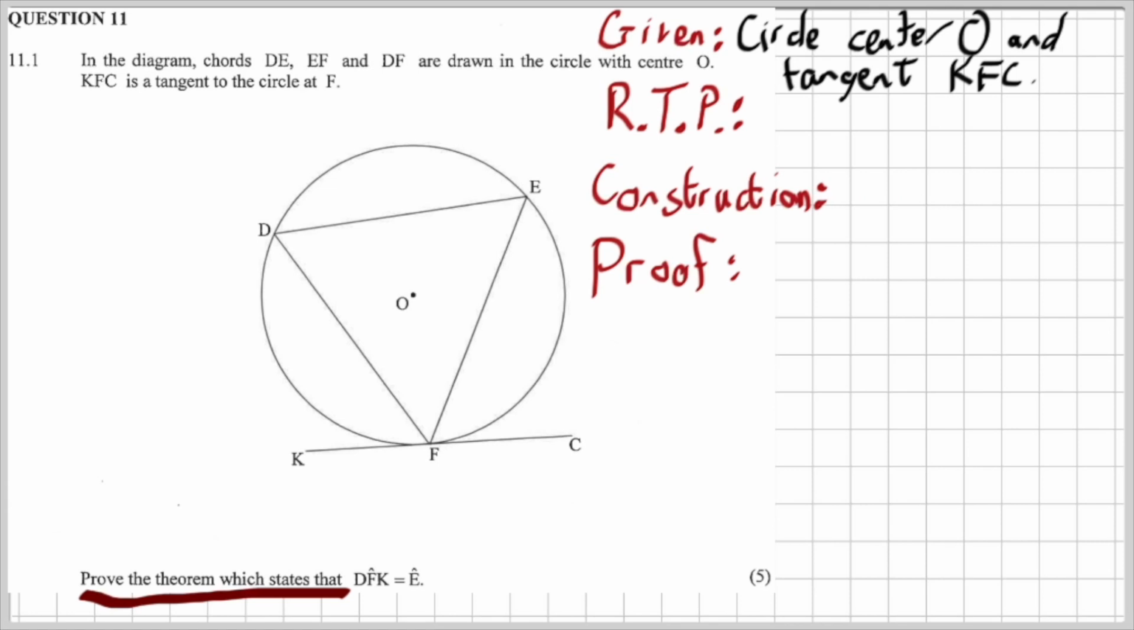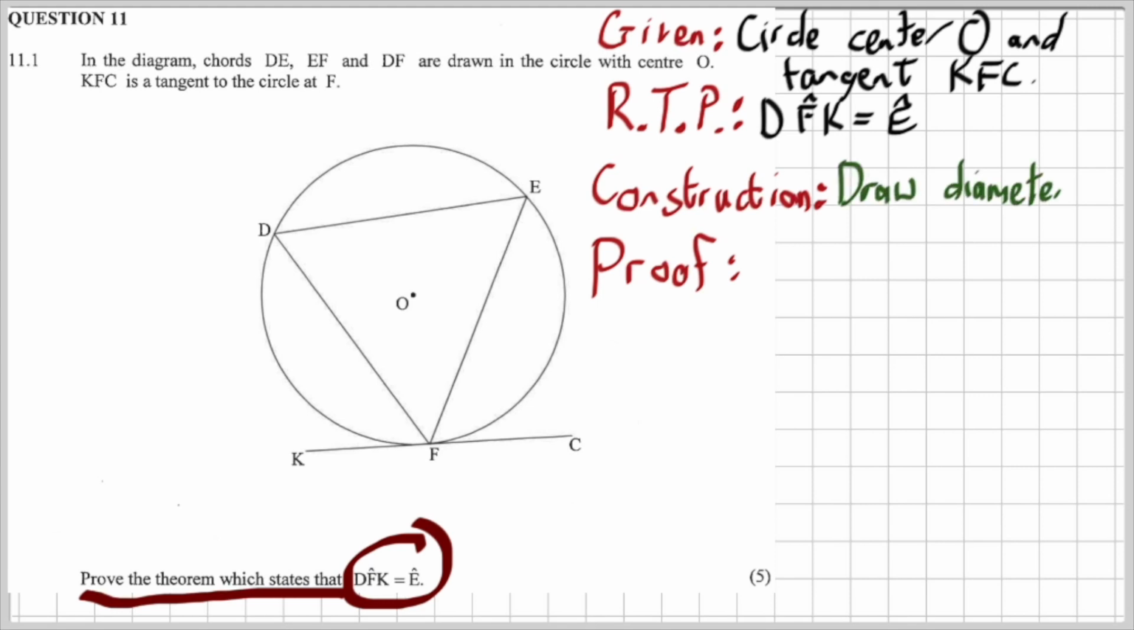In other words, what do I need to prove? I need to prove angle DFK equal to angle E. I get that from what they are asking of me. But for me to formally prove this, ladies and gents, I must do construction. It's not that I always have to, but most theorems require formal constructions. So what am I going to draw? I'm going to draw the diameter, FOP, and then connect PD. Okay, it's not on the sketch, so I'm going to put it in there.